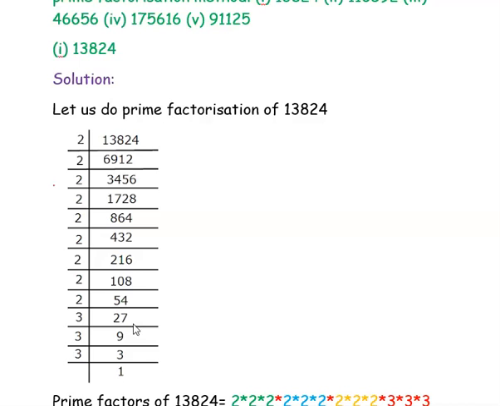So we know that 27 cannot be divided by 2. So we are doing it by 3. 27 divided by 3 is 9. Again, 9 cannot be divided by 2, so dividing by 3, I will get 3. 3 divided by 3 is 1.